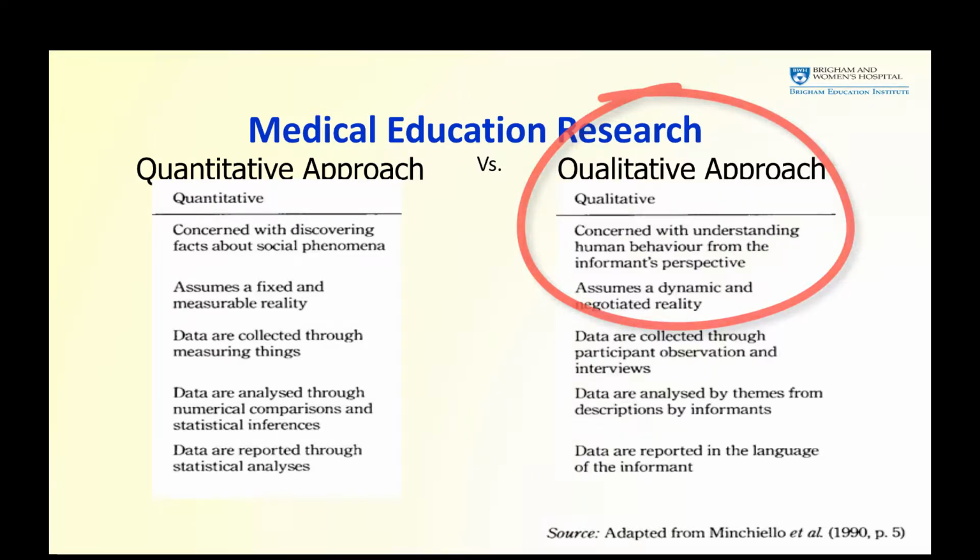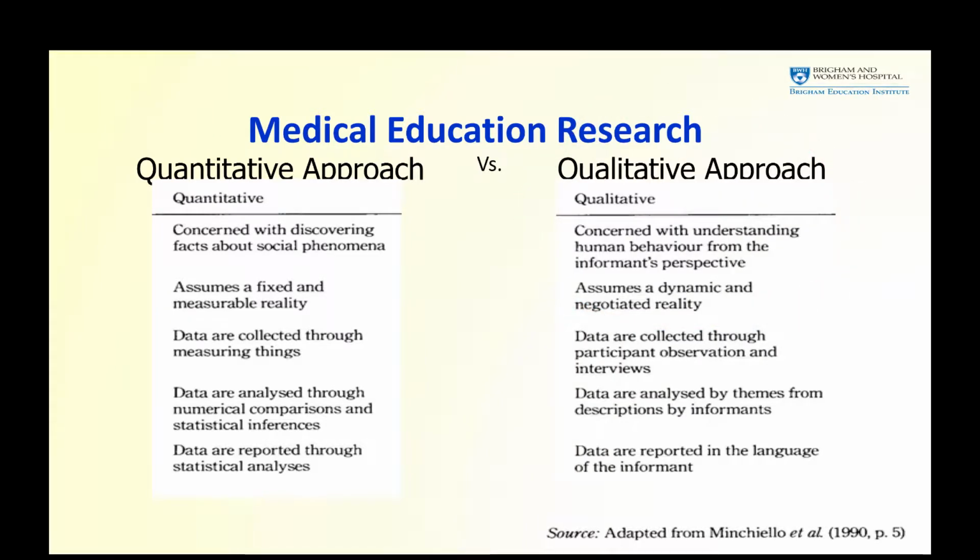dynamic and negotiated reality. Generally, for quantitative approaches, the data is collected through measuring things, analyzing using comparisons and statistical inferences, and reporting using statistical analyses. Whereas in qualitative approaches, data is collected through participant observation and interviews. It's analyzed by identifying themes from descriptions by our informants or our study subjects, and the data is reported in the language of the informants themselves.